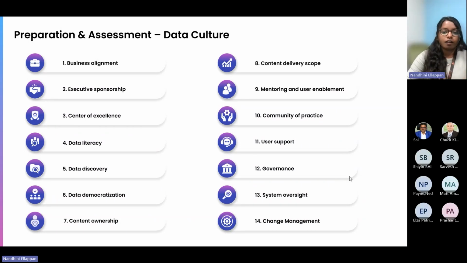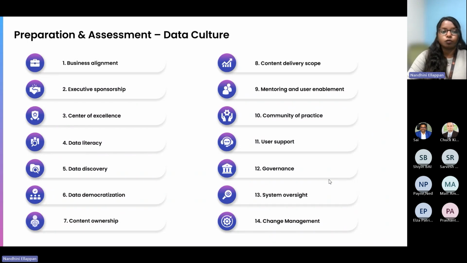And first, we have the business alignment. And over here, we would analyze how well the data culture and data strategy is actually enabling the business users to achieve their business objectives. And we also saw about executive sponsorship in the previous slides as well.